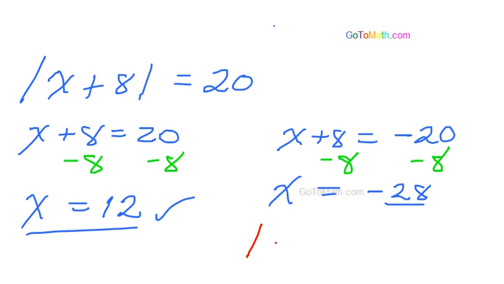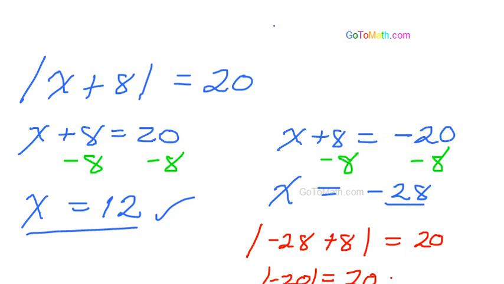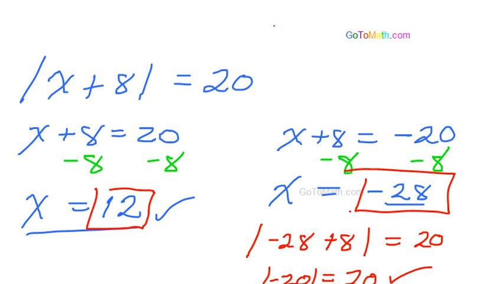So okay, we're just checking this. So -28 plus 8 is equal to supposedly 20, but we've got to check that. So -28 plus 8 is going to be -20. And of course the absolute value, remember, of a negative number inside makes it positive, and therefore we get 20. So that checks out. So our two solutions are going to be 12 and -28.